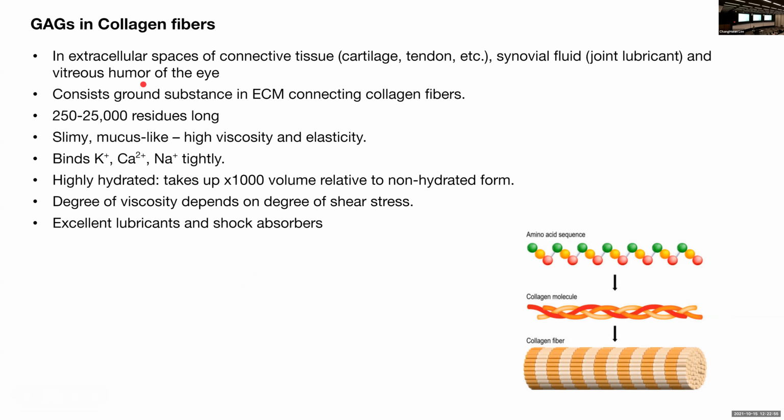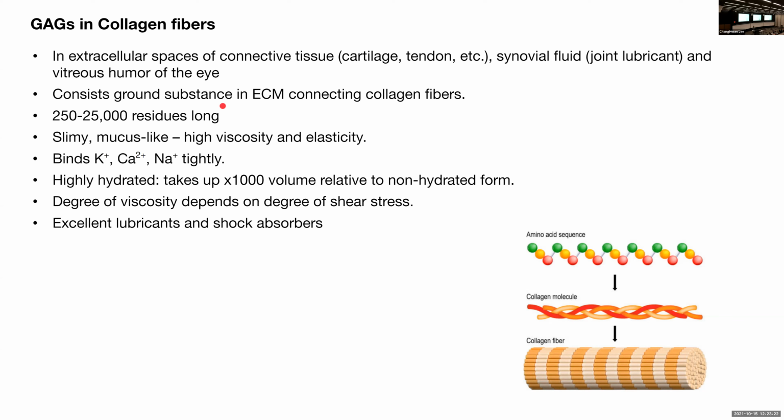The GAGs found in the collagen fibers are 250 to 25,000 residues long, so it can be highly variable but pretty big, right? And again, it makes a slimy, mucus-like structure, so it will confer the properties of viscosity and elasticity, and that is important for the collagen fiber, as you can imagine, as well as all the connective tissues. You have to have flexibility there, right? So that's how you get that property.